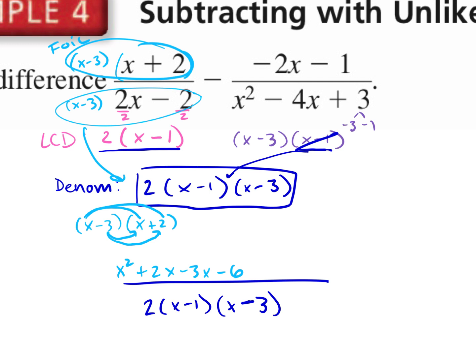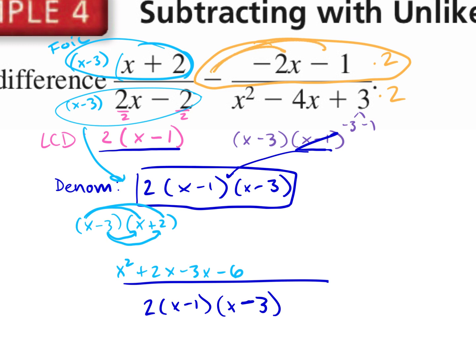So my denominator is 2 times x minus 1 times x minus 3. What am I missing from what I already have listed here? 2. So I'm going to multiply the top and the bottom by 2. I don't need to worry about the bottom. I'm just going to multiply the top together. When subtracting, you just have to be careful because I have a minus there. So what do you think I have to do with the minus? Yeah, I got to distribute it.